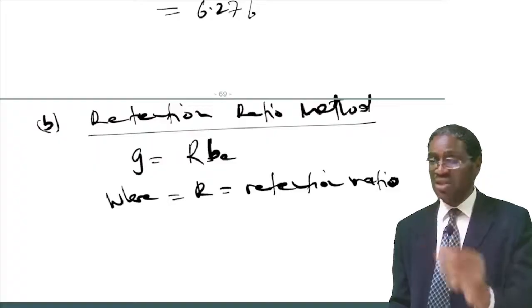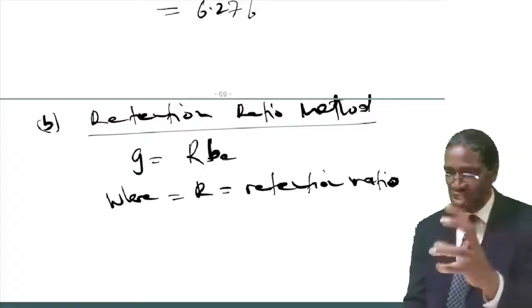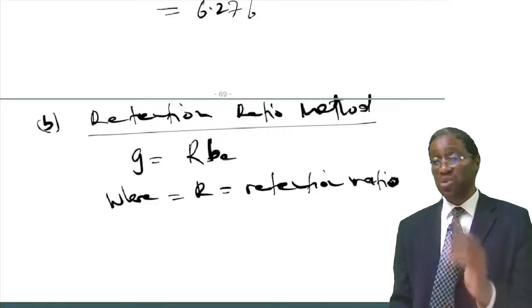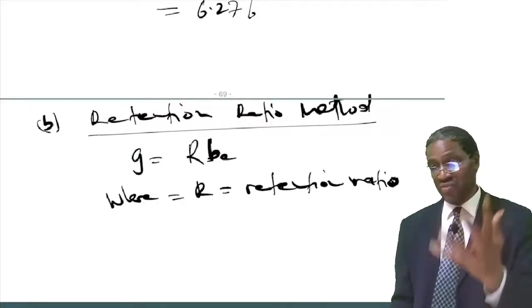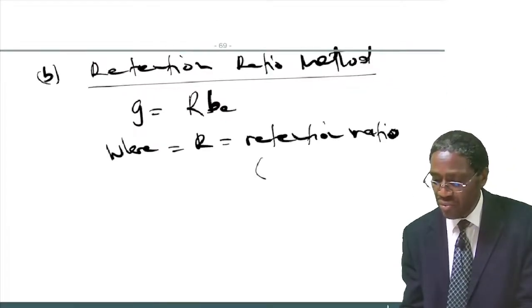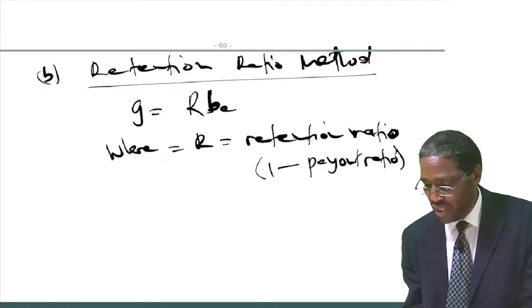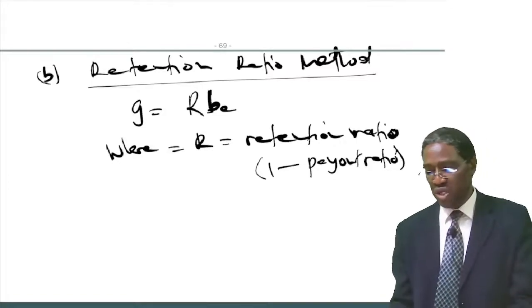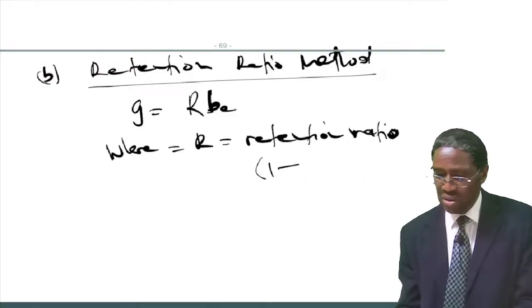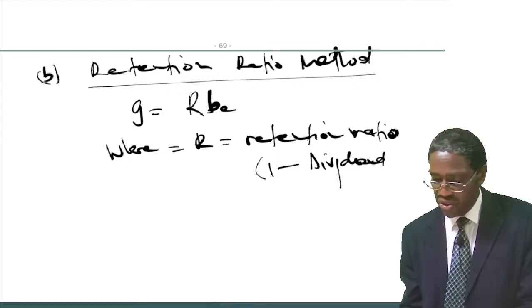What they retained. When you are required to compute the growth rate, you ask yourself, what is the retention ratio? It is 3 divided by 5. Don't forget, the earnings per share was 5. The company retained whatever, which is the same as getting 1 minus payout ratio, or we can call it dividend payout ratio.